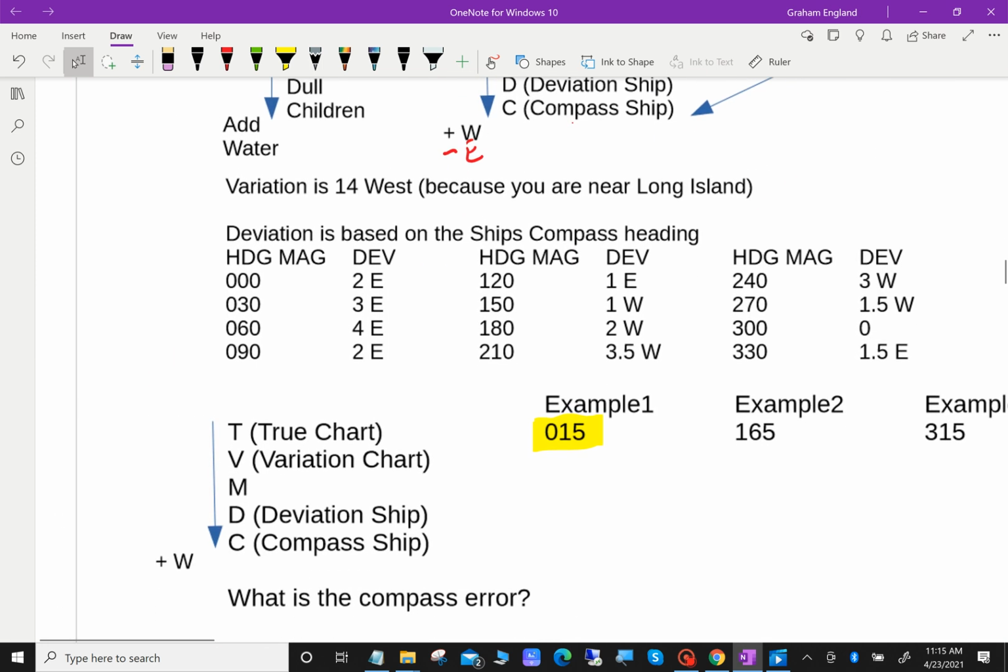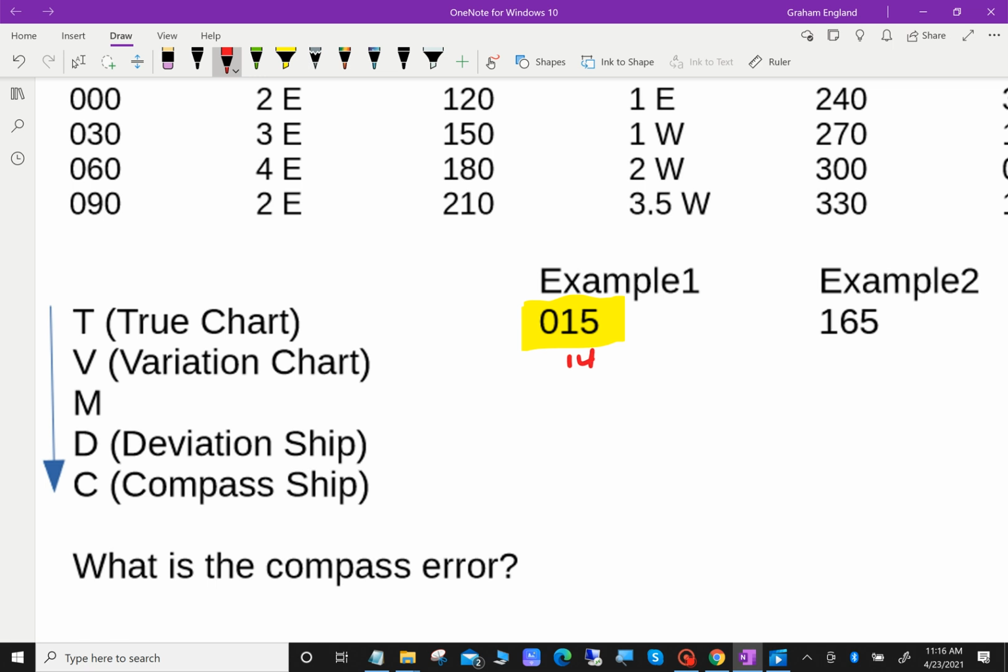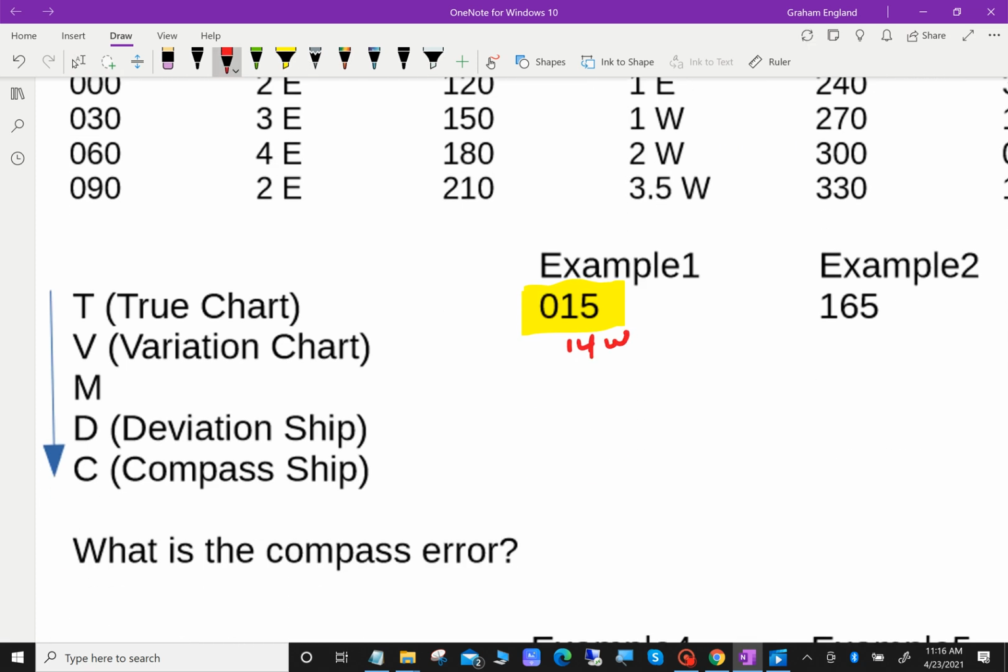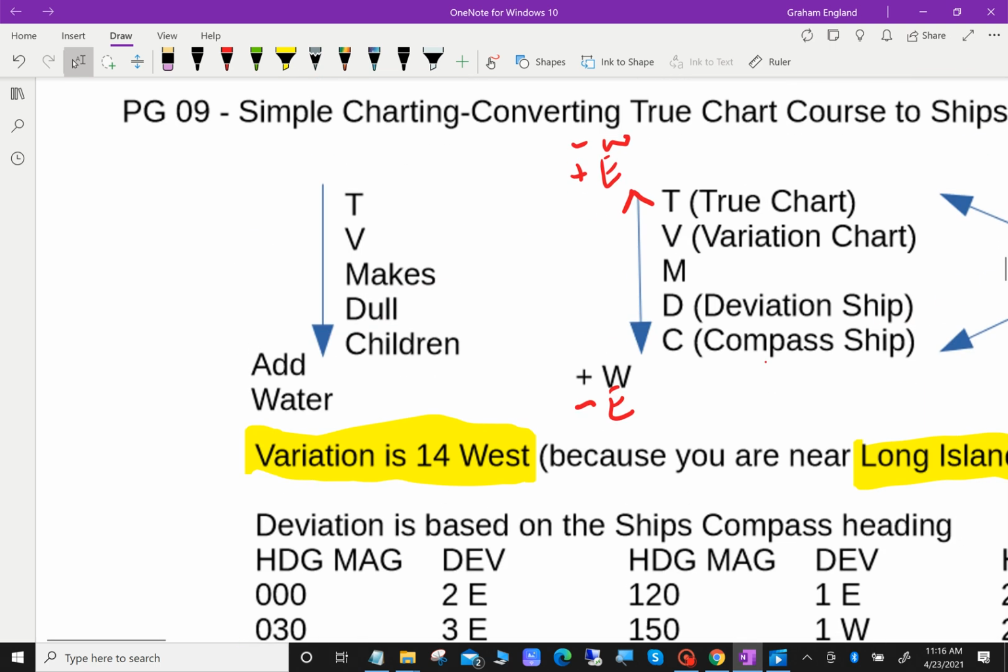So let's do this formula. They've told us that the variation, they're going to tell you this, the variation is 14. Why is it 14? Because we're in Long Island. Okay. So we write 14. Now 14 in which way? Is it pulling us east or west? Let me look. West. So I put a little W there. I do not try to think it. I don't think, oh, west, isn't that subtract or is that add or what? No, I just look at my cheat sheet, the cheat sheet that we just made here.